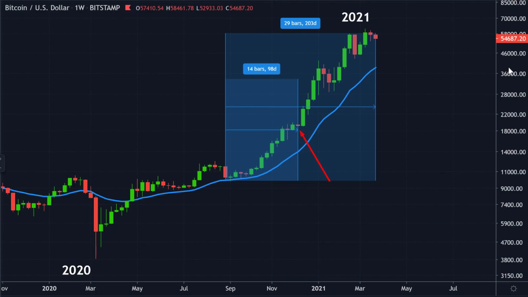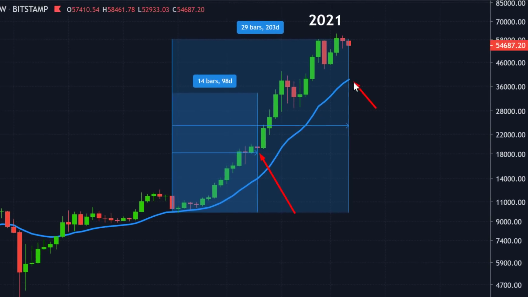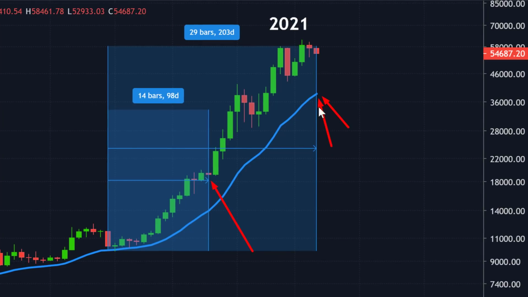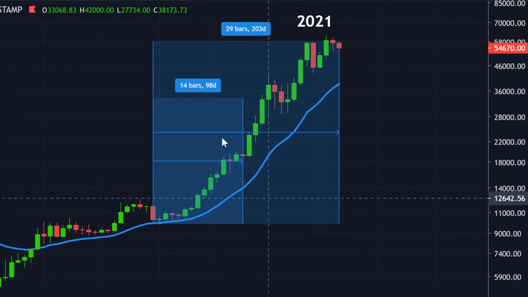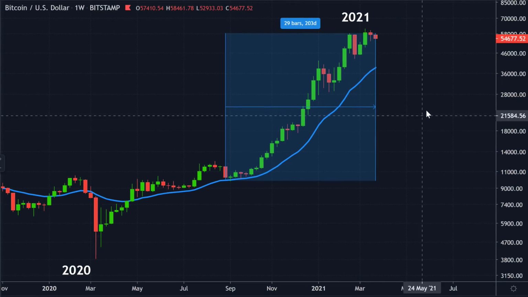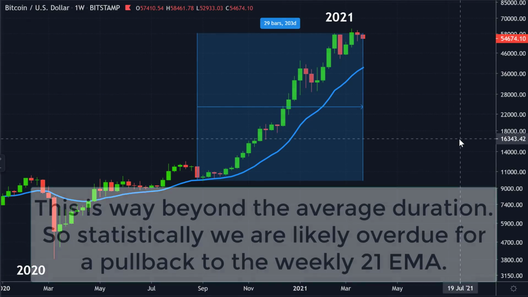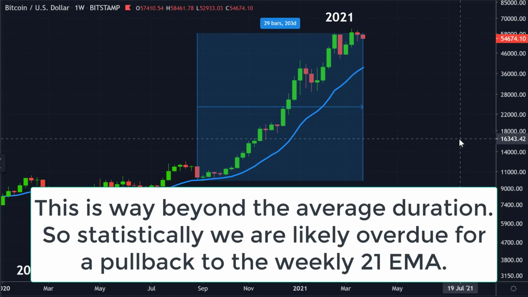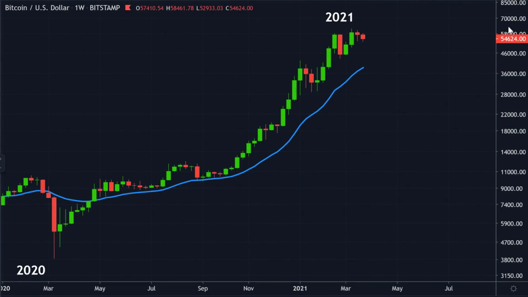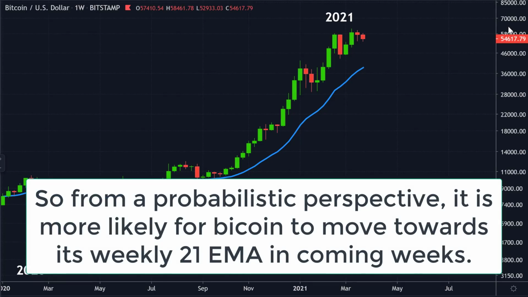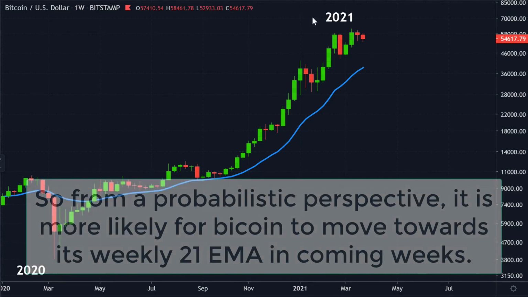We didn't. We have gone now beyond what is average, beyond the median figure for a pullback to the 21 weekly average. Essentially, we've gone 29 weeks or 203 days without any pullback to the 21 weekly moving average. It is unusual, but again, it does happen from time to time. So guys, my outlook here on the chart of Bitcoin really has not changed much from last time. This is beyond what is average, beyond the median figure. I still think it is more probable that we'll see a pullback to the 21 weekly average in the next few weeks and months.